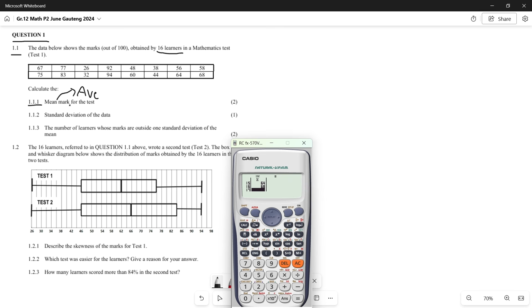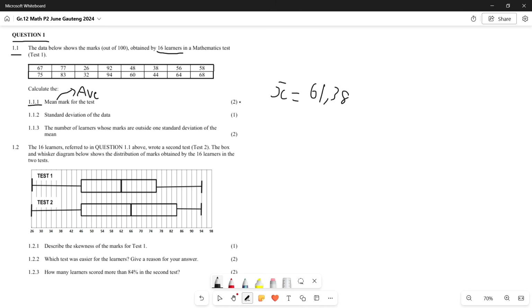And then from here, for the mean or the average for 2 marks, we click AC. We then go shift, click 1 here for our stats mode, and then go to number 4 for our variables. Once we click 4, we go to number 2, the x with the little line above it, which is our mean. So we click 2, we click equals, and we have a value of 61,375. We can write that to 2 decimal places. And with that, we just earned 2 marks.